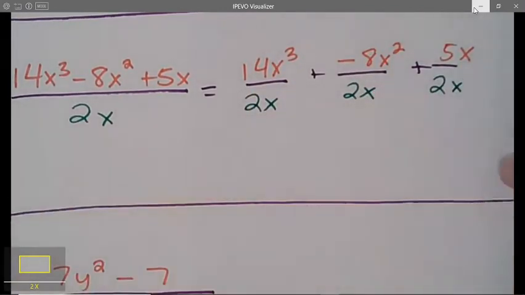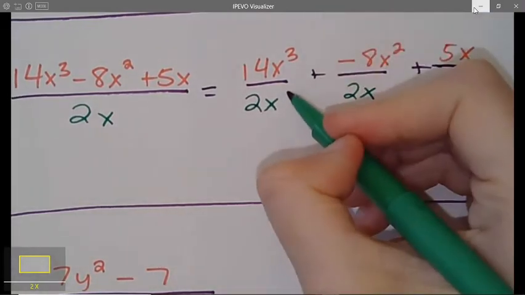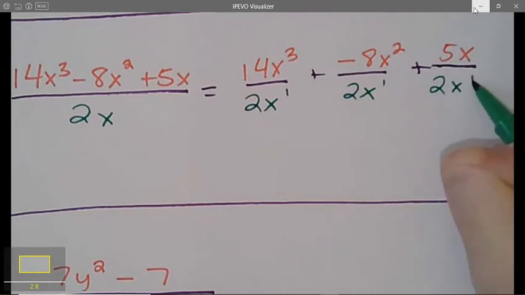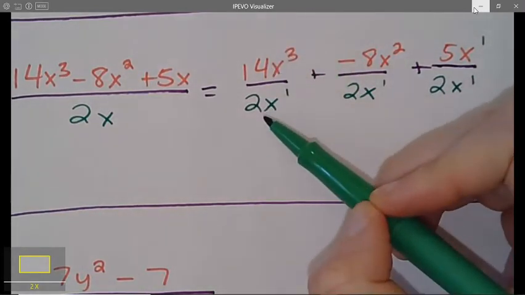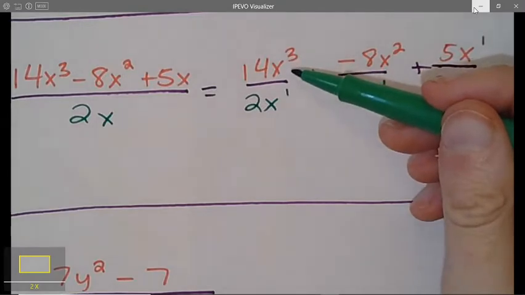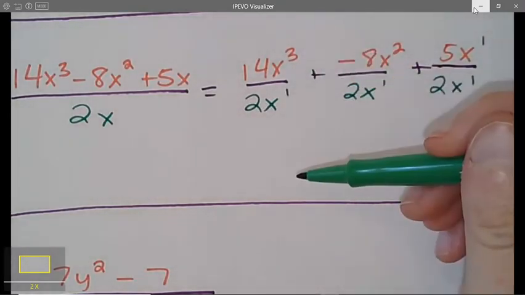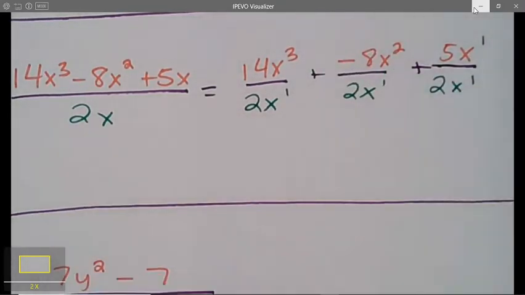And then don't forget, if you're ever missing an exponent, if it helps you, you can add a 1 to each exponent that you don't see. Don't forget when you divide, what you do is you divide the coefficients, and then when you have variables with exponents, you subtract the exponents. So let's get started.